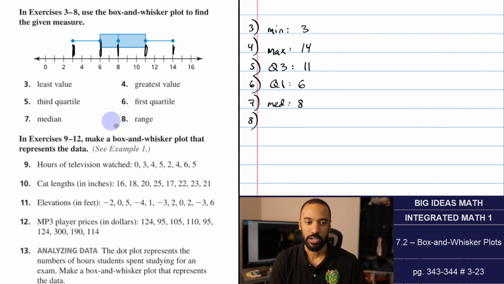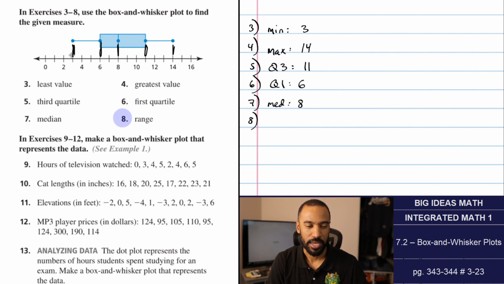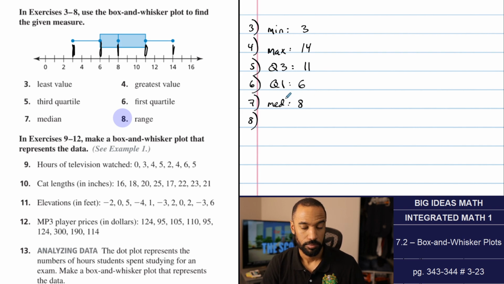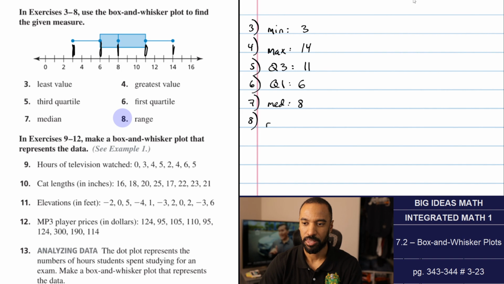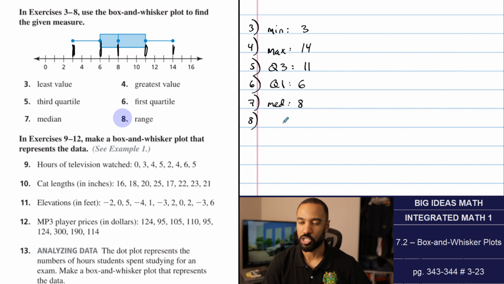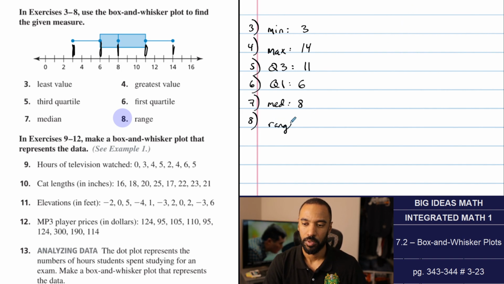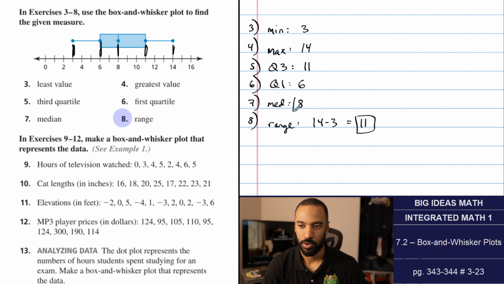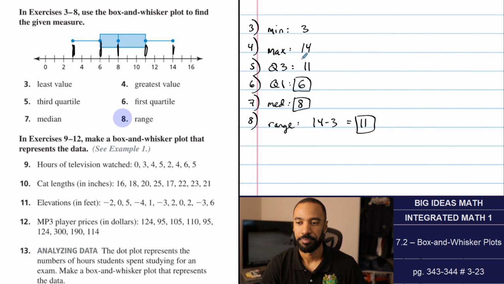Now, sorry, range. Let's answer this first. Range is between 3 and 14. Range is 14 minus 3. Not the interquartile range. The range. The ones that we were doing from section 7.1. The range is 14 minus 3, which is 11. So I'm just going to go ahead and box all those up.